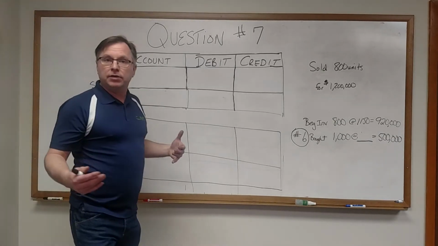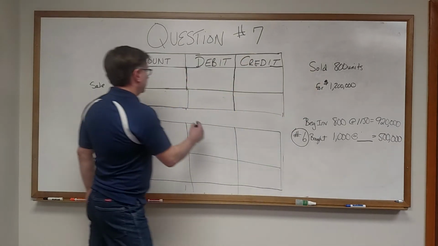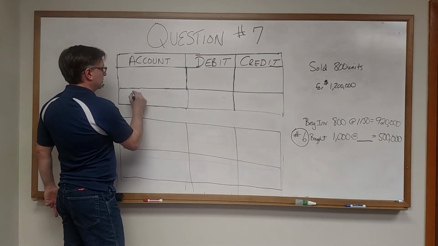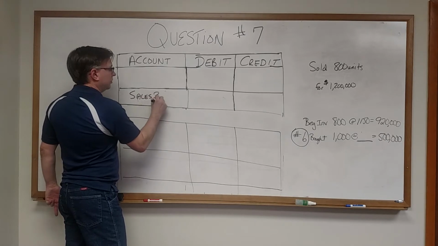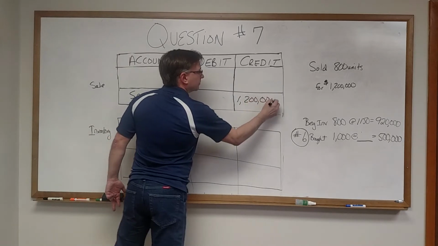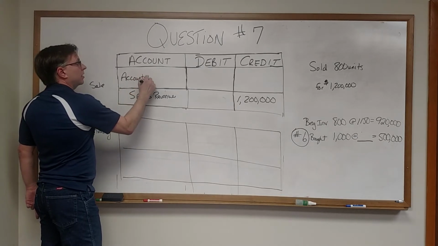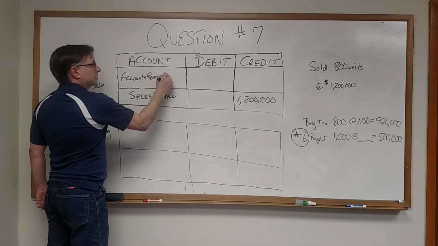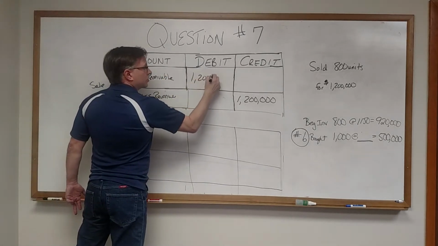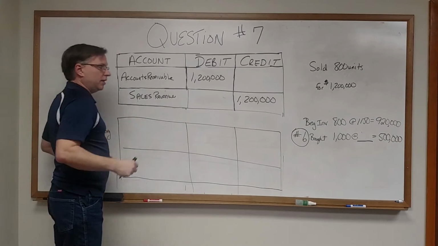The sale is pretty easy. The sale is 800 units for $1.2 million. So we've got $1.2 million of sales revenue. And that is on account, so that's accounts receivable that our customers have said they will pay us. So accounts receivable is a balance sheet asset item that will keep track of that receivable, and the sales revenue is on the income statement to show the sales that we had.